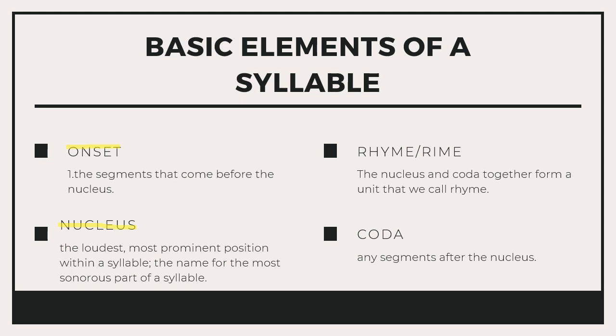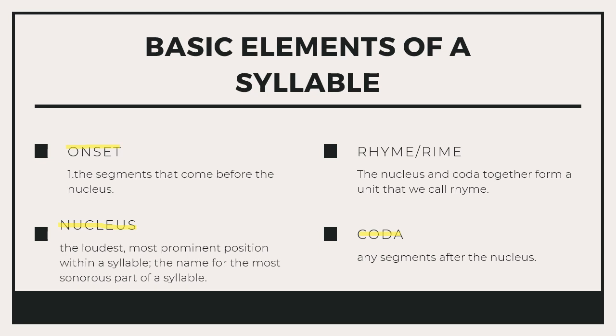Next, we have what we call the coda. The coda, on the other hand, refers to the different segments that come after the nucleus. So please take note, the nucleus is the center of our syllable. This is the most prominent na element of a syllable. Before the nucleus, we have different segments or different consonant sounds. We call them your onset. After the nucleus, we have a consonant or multiple consonant sounds, and we call them your coda.